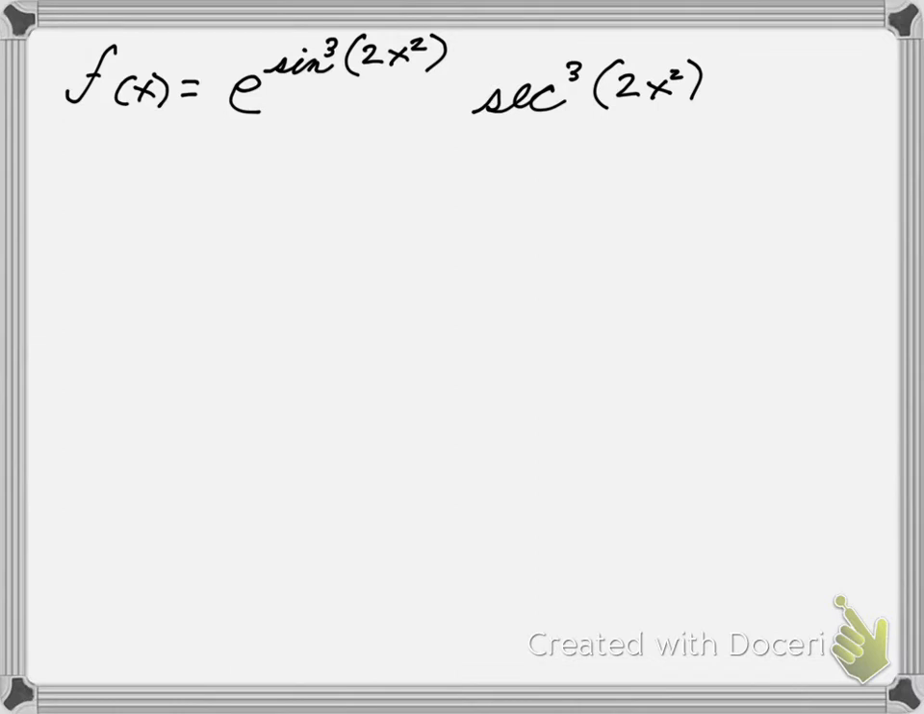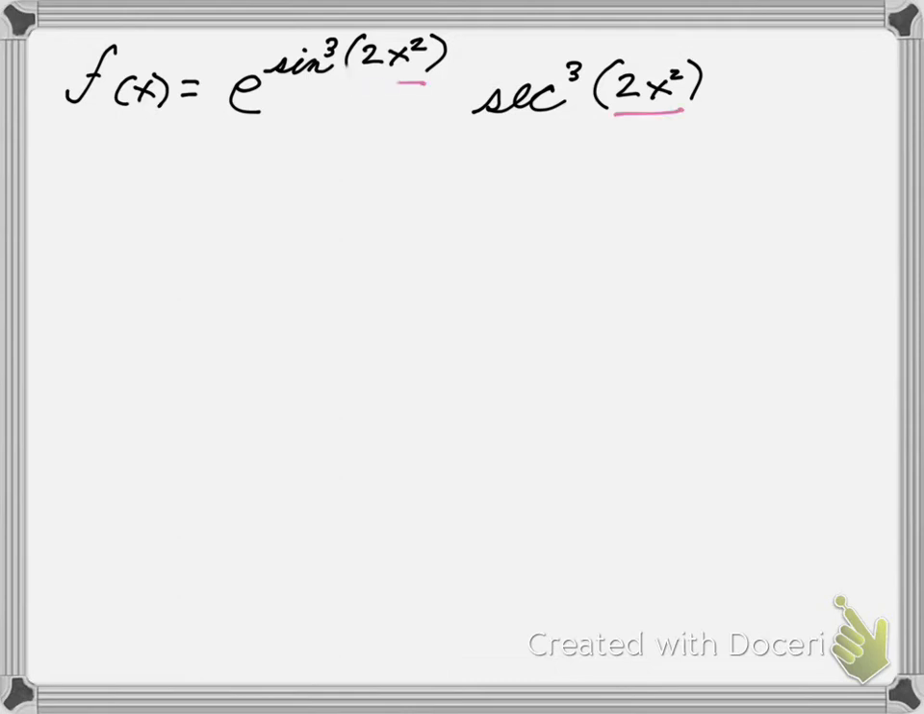Today in this video we are going to be working through another example of calculating the derivative of a function using the chain rule. In this example I have a function f of x equals e to the power of sine cubed of 2x squared times secant cubed of 2x squared.